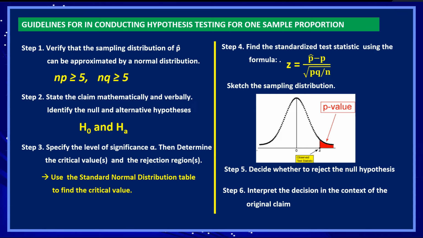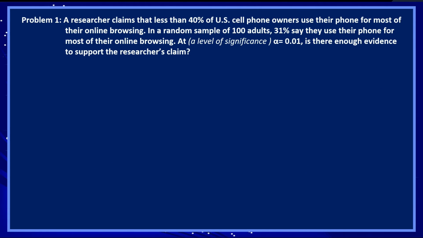Now that we know the steps in conducting the hypothesis test for one sample proportion, let's try to solve this example. A researcher claims that less than 40% of US cell phone owners use their phone for most of their online browsing. In a random sample of 100 adults, 31% say they use their phone for most of their online browsing. At a level of significance of 0.01, is there enough evidence to support the researcher's claim?